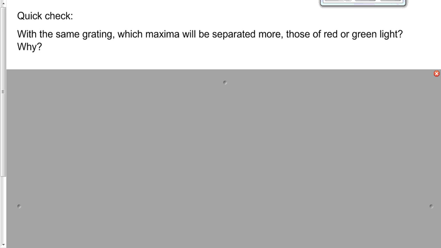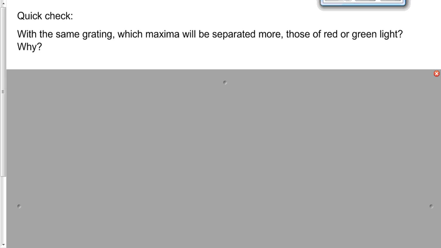So again, as we usually do, I want you to think about this, pause the video for a minute, and when you think you've got an answer, start it up again. Looking for which one of these, red or green, will have their lines further apart, and I want you to tell me why. So when you're ready, start the video again.